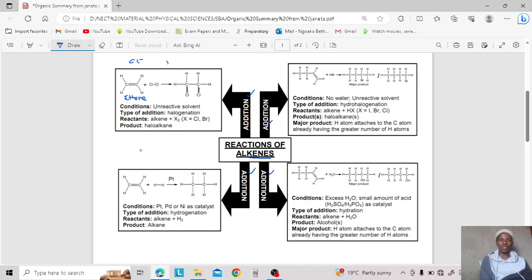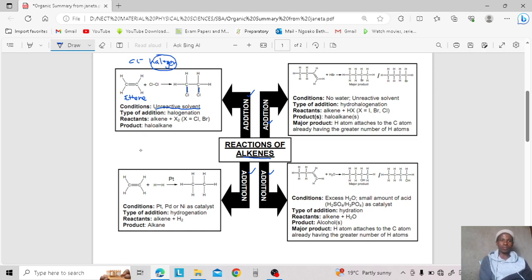The condition for this is just an unreactive solvent. If the reaction is an alkene with a halogen, then we say we need an unreactive solvent. For the type of reaction, because this Cl is from the halogens, which is group number 7, the reaction is halogenation.